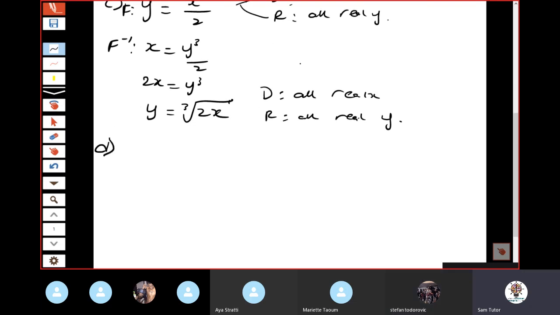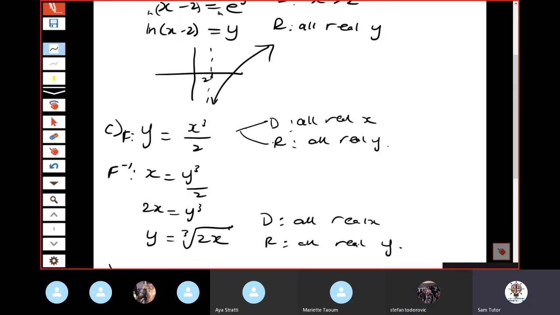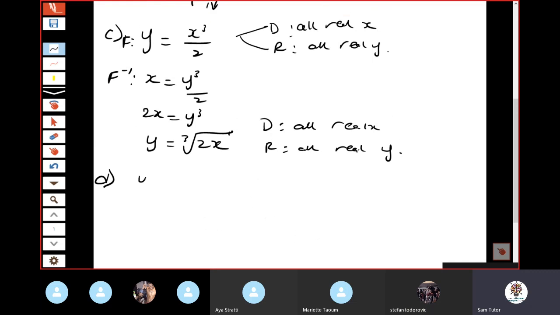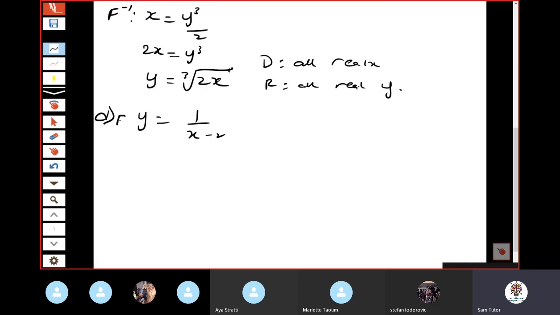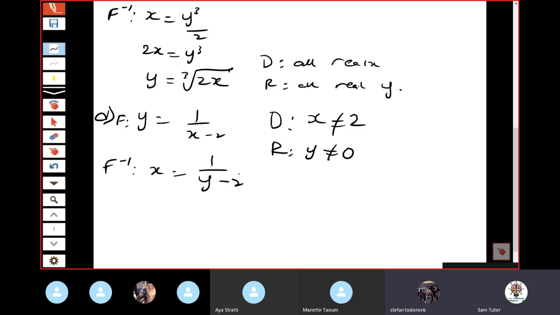D is y equals 1 over x minus 2. So again, that's my original function. Before I go any further, I'm just going to write the domain. This is a hyperbola, which means my domain cannot be 2, and my range cannot be 0. It hasn't shifted up or down, so it's still at 0.